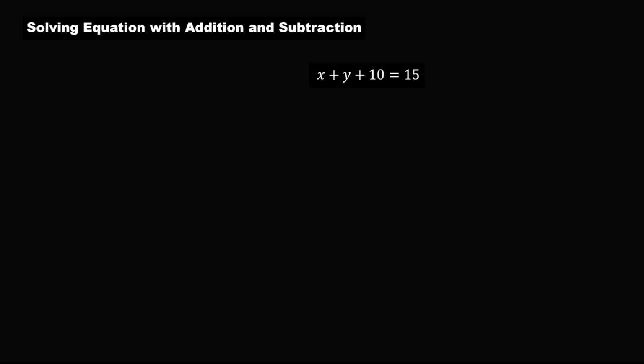So for this first one, we're going to look at solving equations with addition and subtraction. Most of the time, this is the first step that you should do in order to solve any equation. So in this case here, we have the equation x plus y plus 10 is equal to 15. Now the question can ask for many things. If you want to solve for the equation of a line, usually solve for y, or it could ask to solve for x. But in this case, let's solve for y.